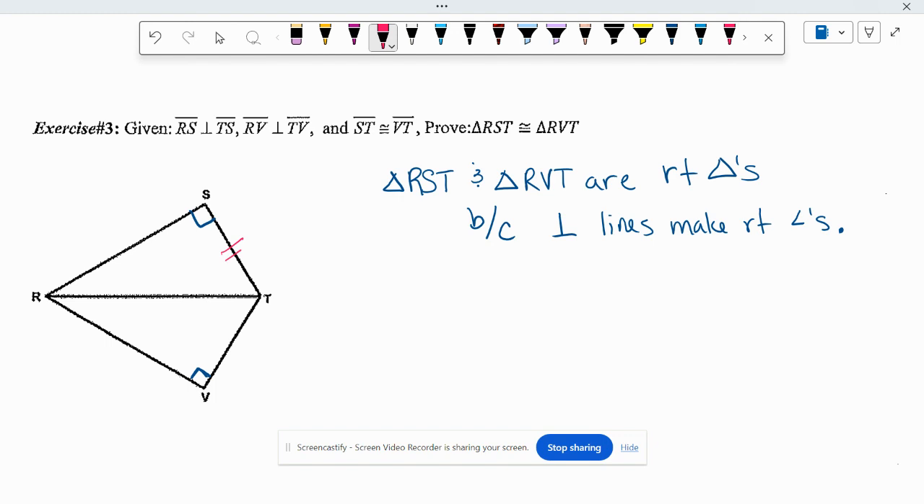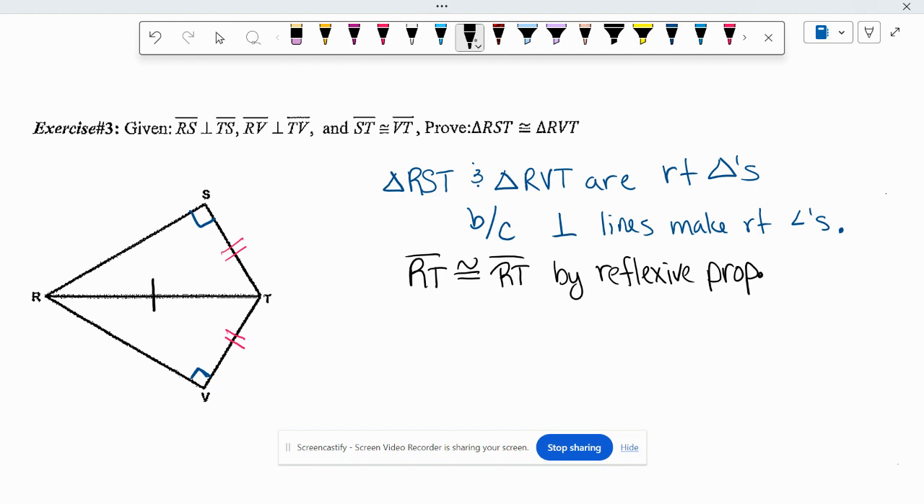Well, we're told that ST is congruent to VT. Okay. Do you see anything else that we can say? How could we say that these 2 triangles were congruent to each other? We're missing one thing. Yeah, the one in the middle, the shared side. Segment RT is congruent to segment RT by the reflexive property.